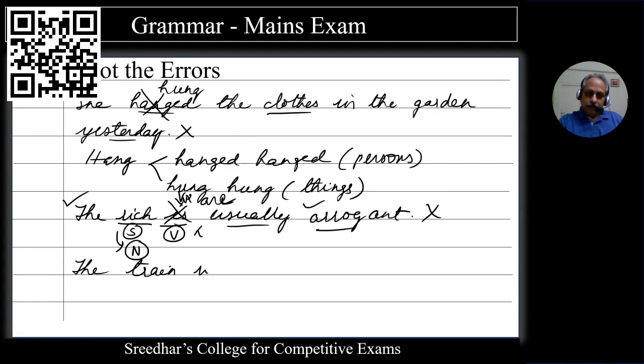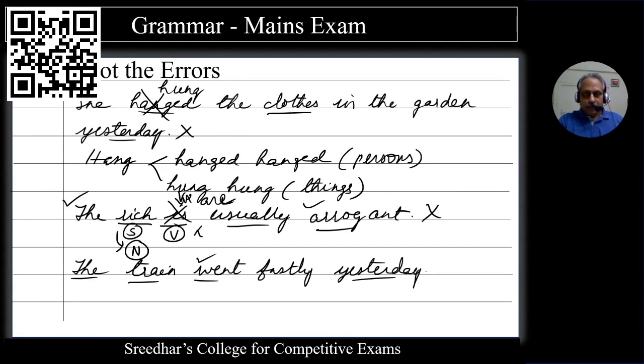The train, this is rather easy. The train went fastly yesterday. Yesterday, past. Went, past. Nothing wrong with the verb. The train went. Then where is the error? You have to look at other words.